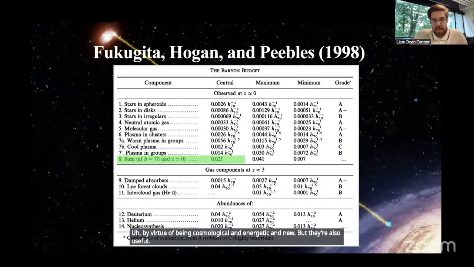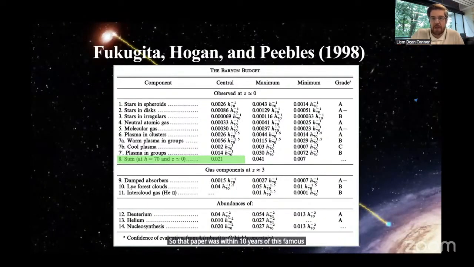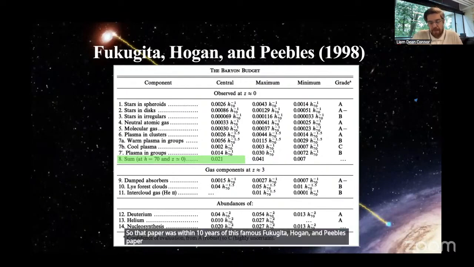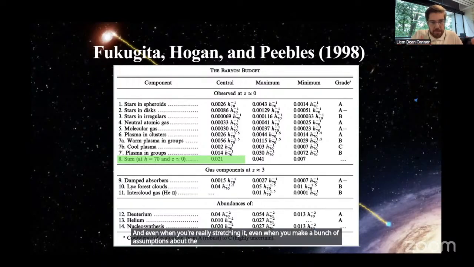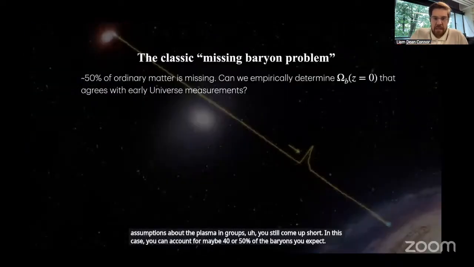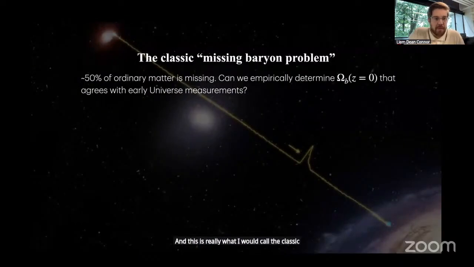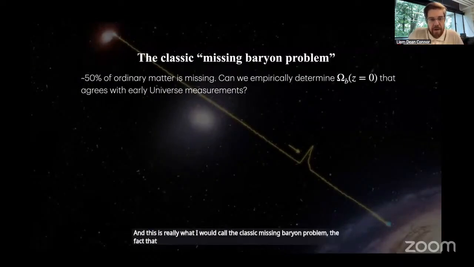So that paper was within 10 years of this famous Fukugita, Hogan, and Peebles paper in 1998, where they do a census of the low redshift baryons. And even when you're really stretching it, even when you make a bunch of assumptions about the plasma in groups, you still come up short. In this case, you can account for maybe 40 or 50% of the baryons you expect. And this is really what I would call the classic missing baryon problem. The fact that 50% of ordinary matter in the universe is missing, is unaccounted for.